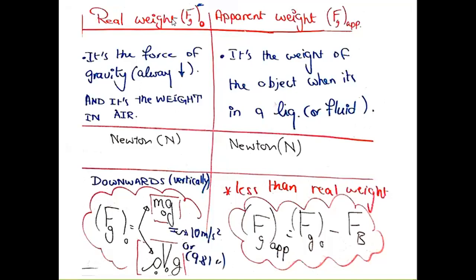Well, what's the measuring unit of the weight? The weight is a force, so any force should be in newtons. Well, what's the direction of the real weight? It's always downward. What's the direction of the apparent weight? It's also downward, because this is the apparent weight, not the buoyant force, by the way.